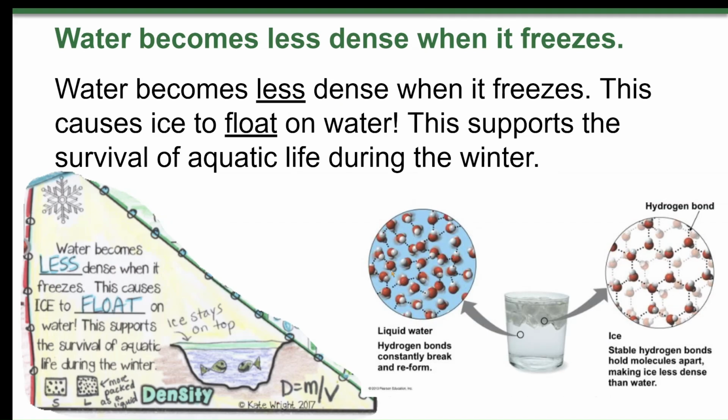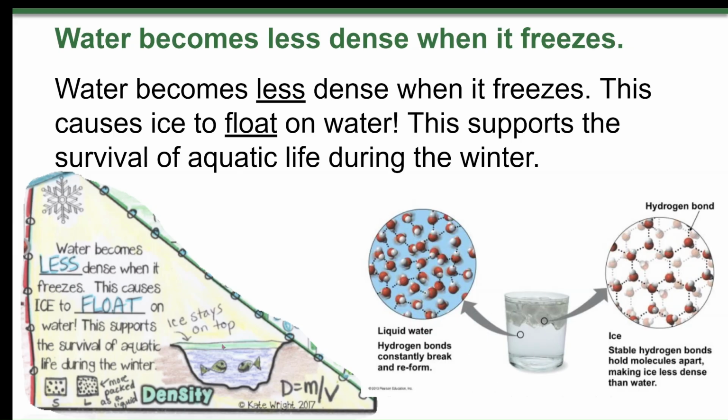All right, one more property of water that we want to cover is that water becomes less dense when it freezes. You can see that if you were to get a cup of water and put ice in it, the ice is always going to float to the top, and that's because the ice is less dense than the water. So water becomes less dense when it freezes, and this causes the ice to float on the water, and this supports the survival of aquatic life during the winter time.